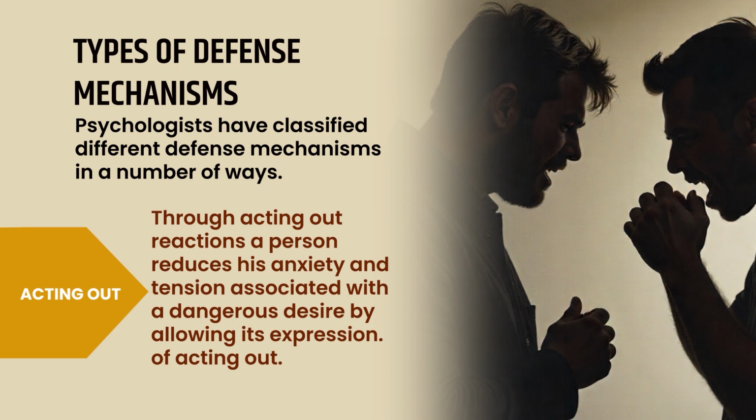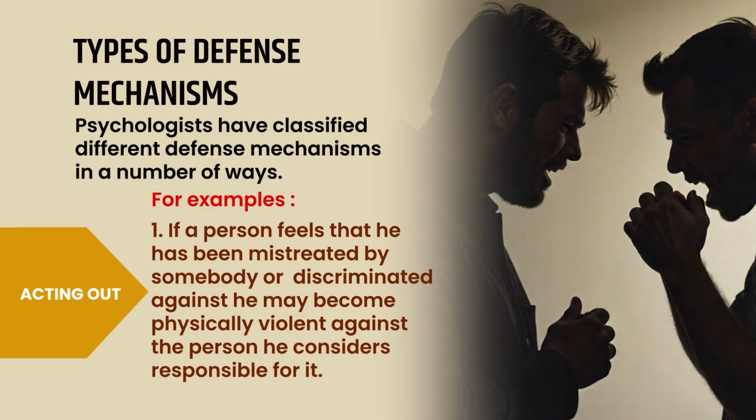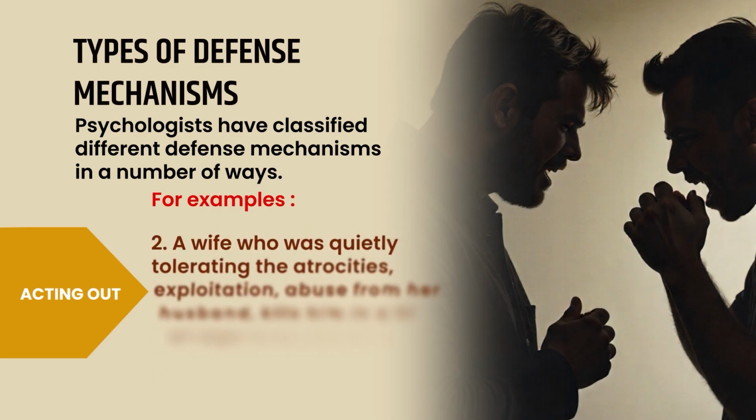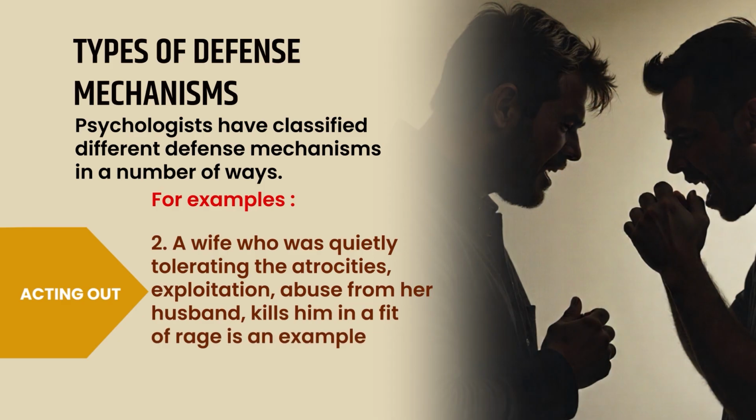For example, if a person feels that he has been mistreated by someone or discriminated against, he may become physically violent against the person he considers responsible for it. Another example of acting out is a wife who was quietly tolerating atrocities, exploitation and abuse from her husband, and kills him in a fit of rage.